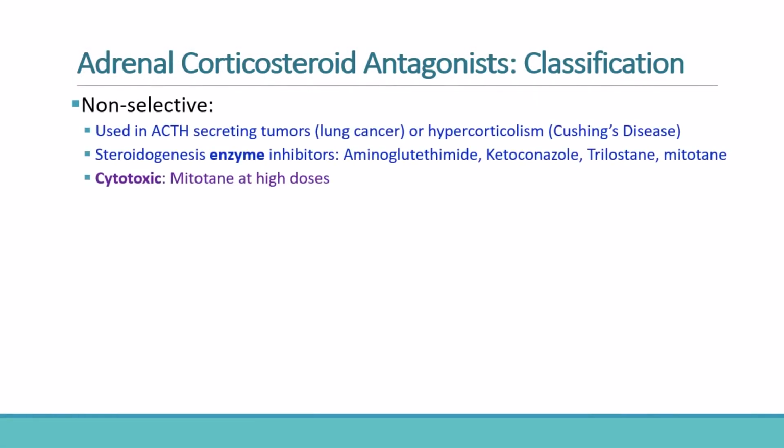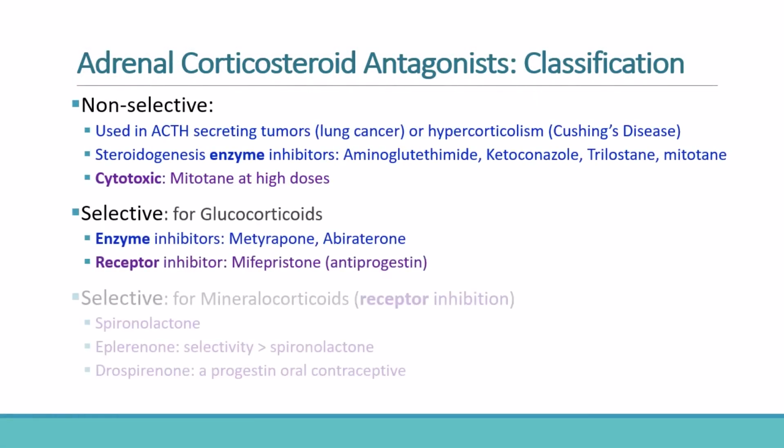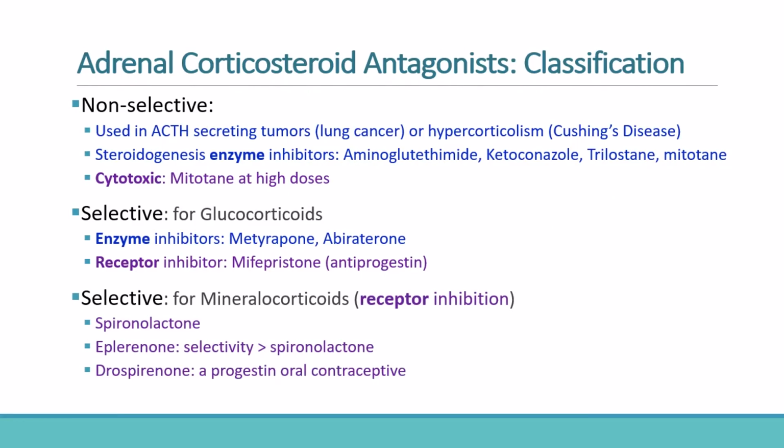Corticosteroid antagonists can be classified into non-selective steroidogenesis inhibitors, selective glucocorticoid antagonists, and selective mineralocorticoid antagonists. Understanding this classification helps organize a large number of drugs clinically and pharmacologically.